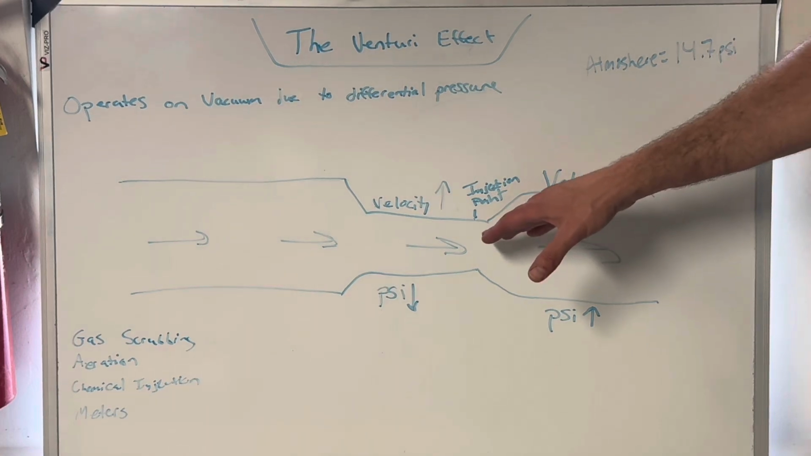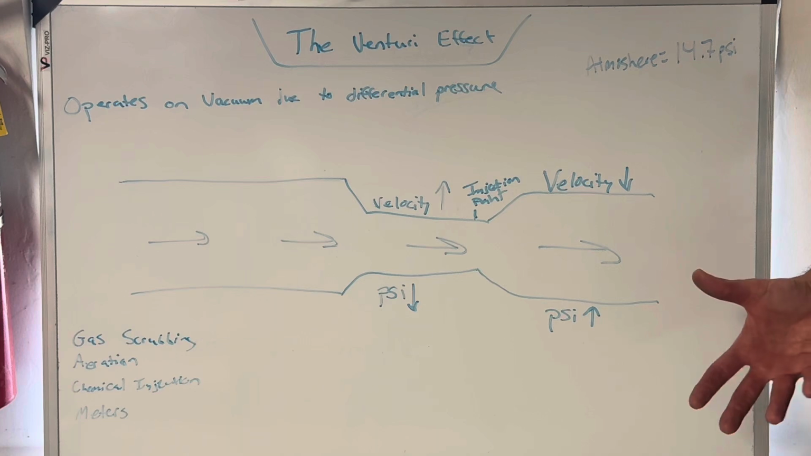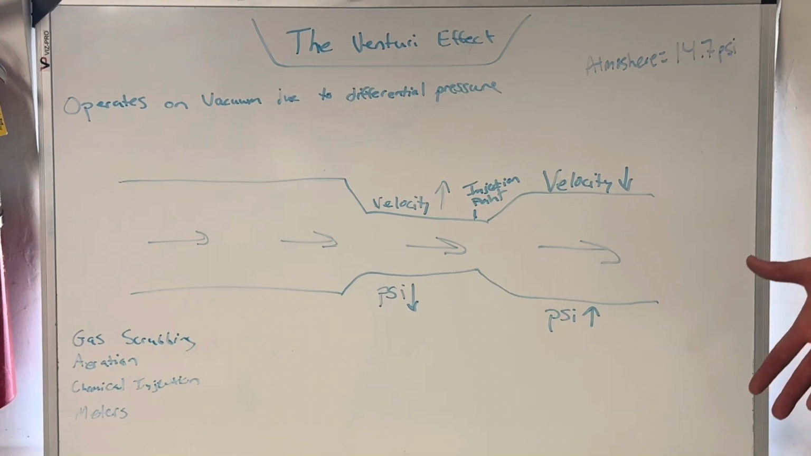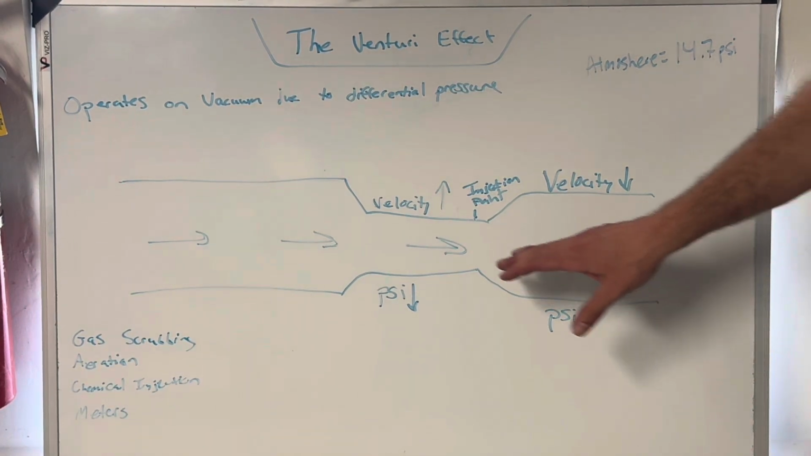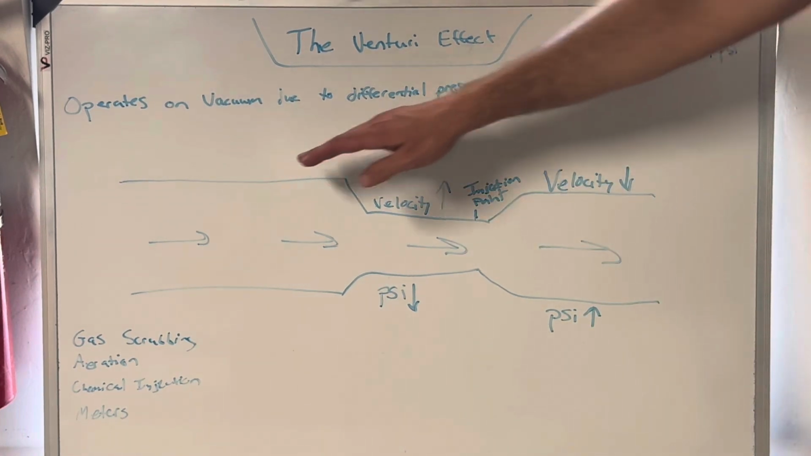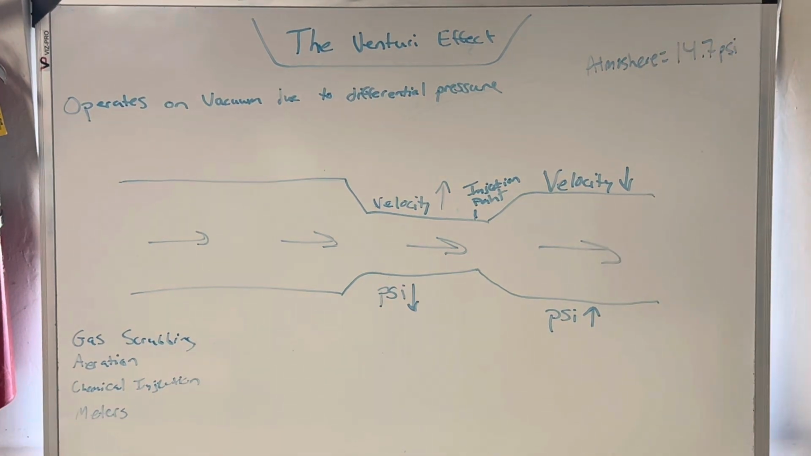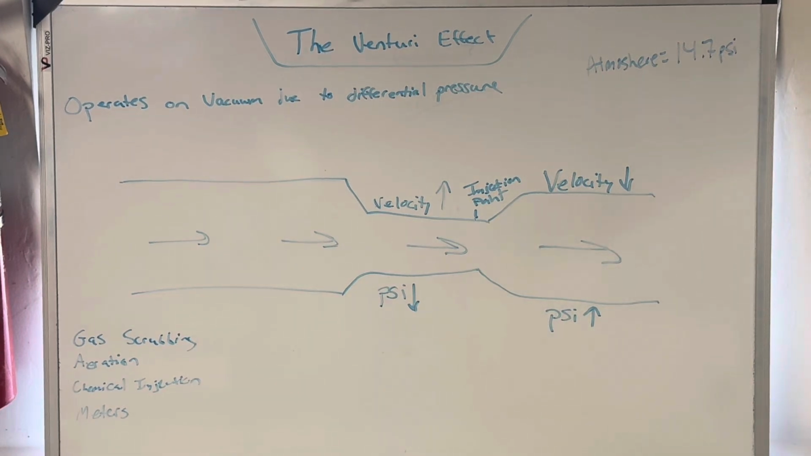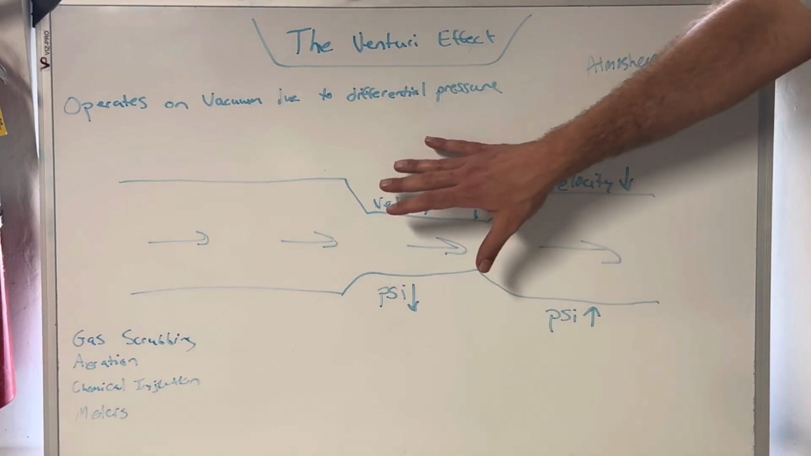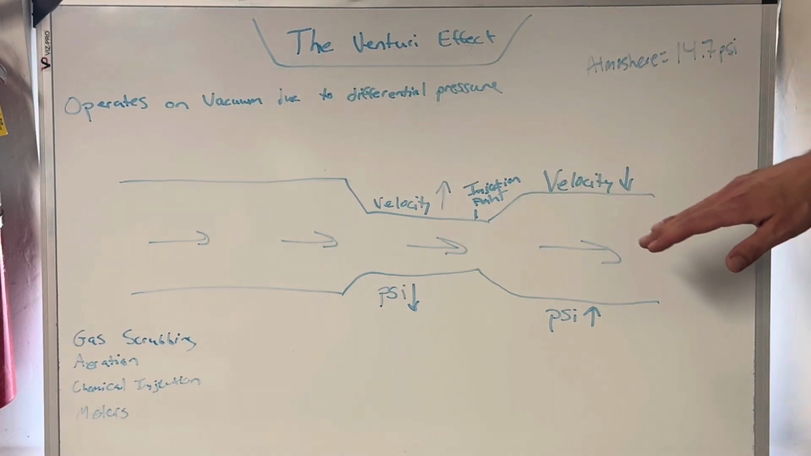And what we do here is we drop it to a pressure that we want it to be, that's conducive for whatever it is we are trying to do, okay? And I'll explain that in a second. And then afterwards, it goes into a wide chamber again, same diameter pipe that it was before, and the pressure returns to where it was before, and then the velocity goes down. You go back to your original velocity, okay? And so the Venturi effect operates on vacuum due to differential pressure, okay?